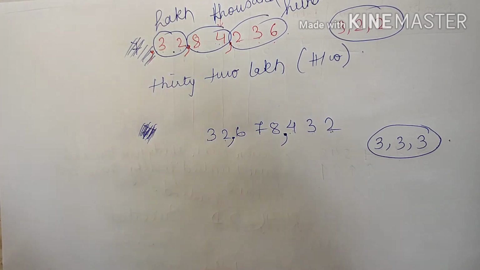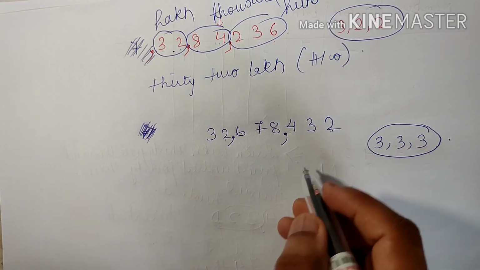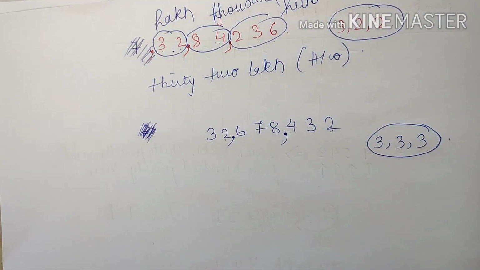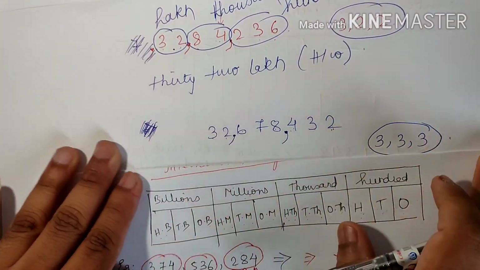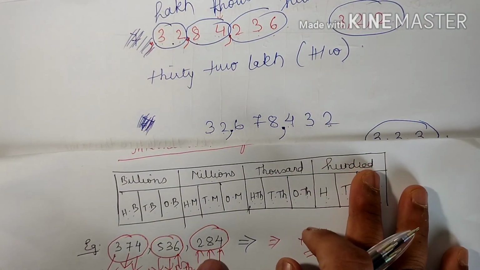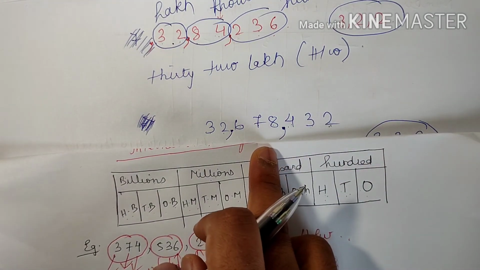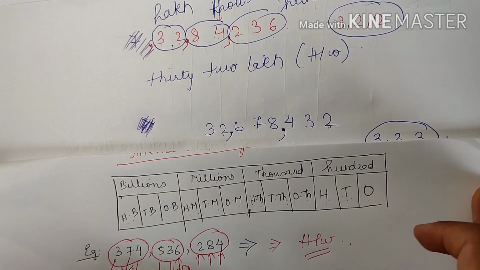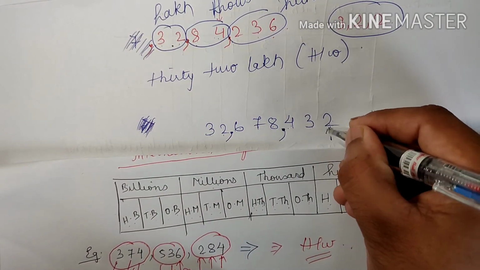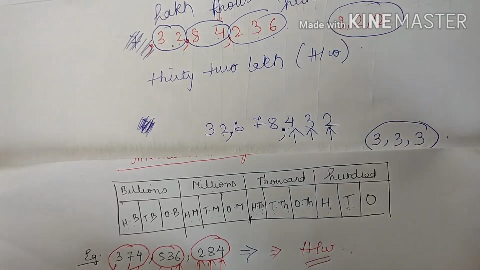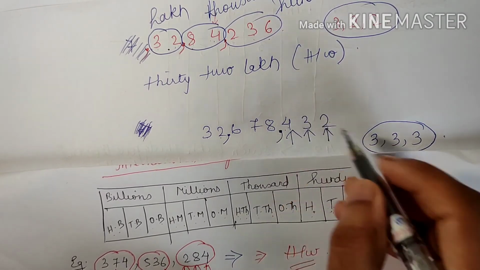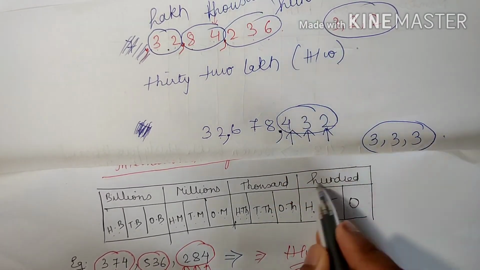So for the international system, how will you write the number in words? If you compare it with the table, for your better understanding, see, this is the table I have given you for the international system, isn't it? Now we have already inserted the commas, so we'll write it in words. This 2 will be in the ones place, 3 in the tens place, and 4 in the 100 place, isn't it? 1, 10, 100. So this 432 is in the 100 place.